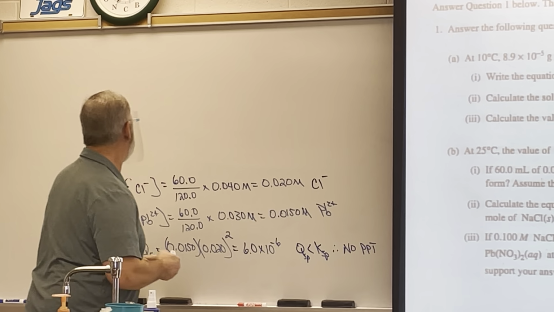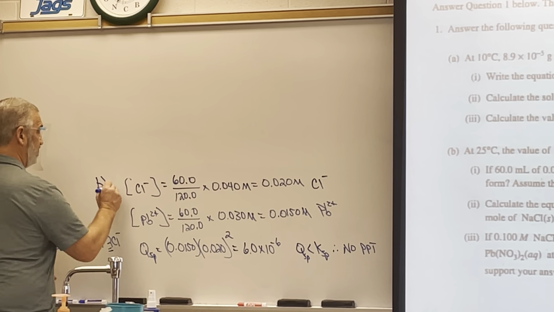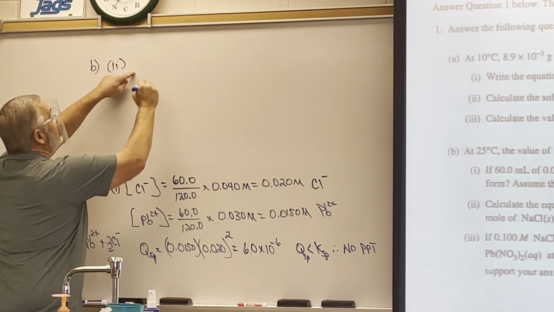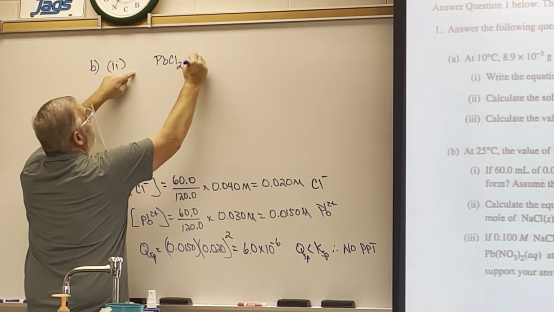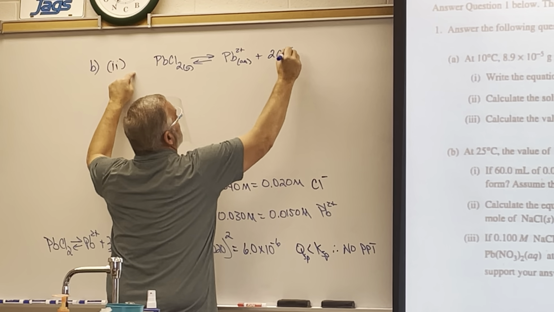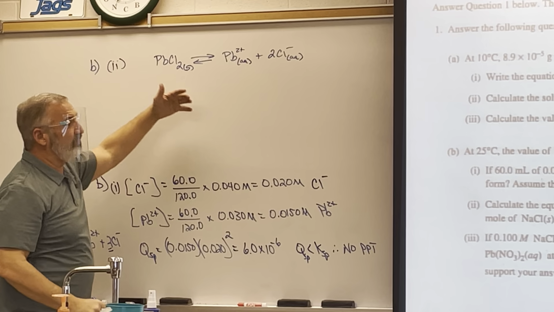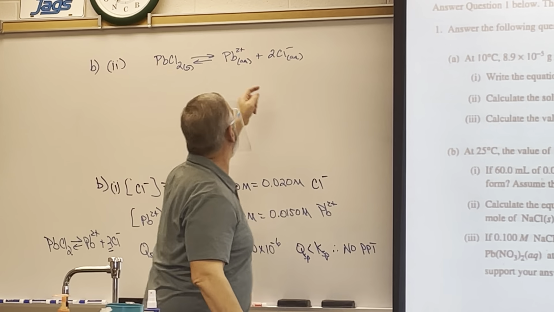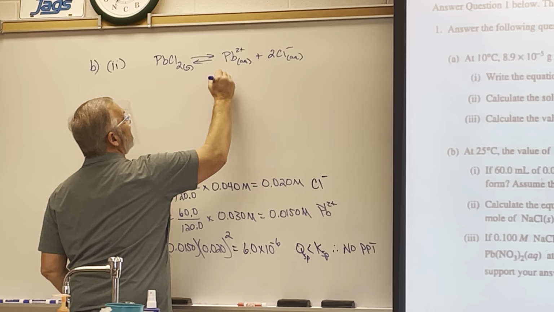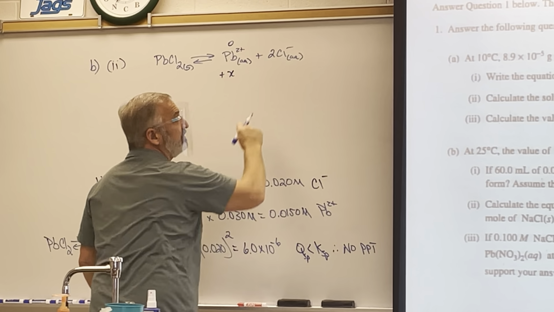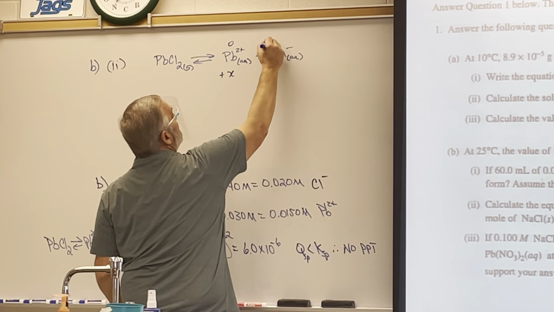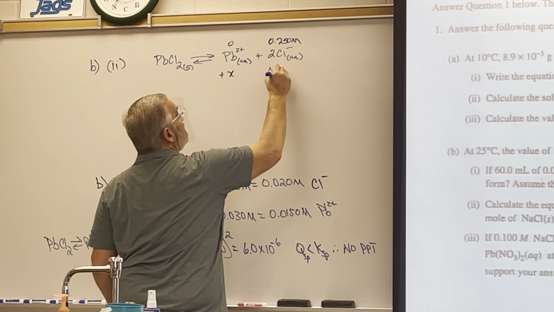So, in this case then, this is 1, this is going to be 2. So now I still have my lead chloride. So I want to calculate my lead concentration. So this is going to be X. This is going to be plus X. I'm going to start with 0 of this, but I'm going to start with how much of my chloride? 0.25 moles. And it's in 1 liter. So my initial of this is 0.25 molar, but then it's going to be plus X of that again.